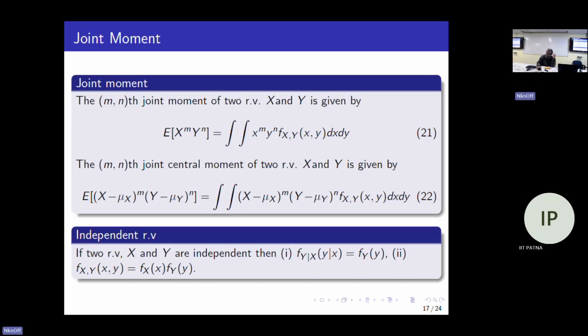Lots of things are finished, but the interesting thing will come in random process, which is very confusing to everybody. The joint moment is similar: expectation of x to the power m and y to the power n will be the integral of x to the power m, y to the power n, f x y, dx dy. So it is not very interesting.